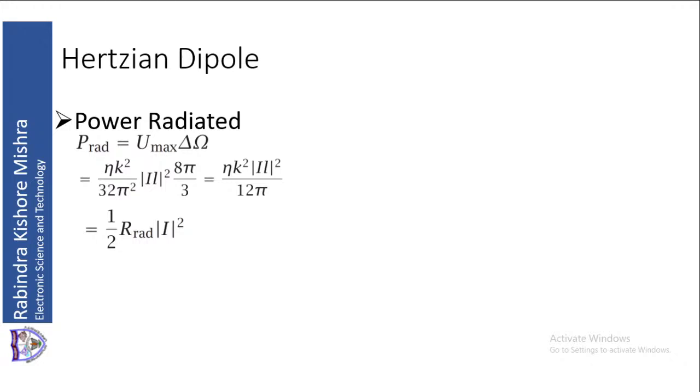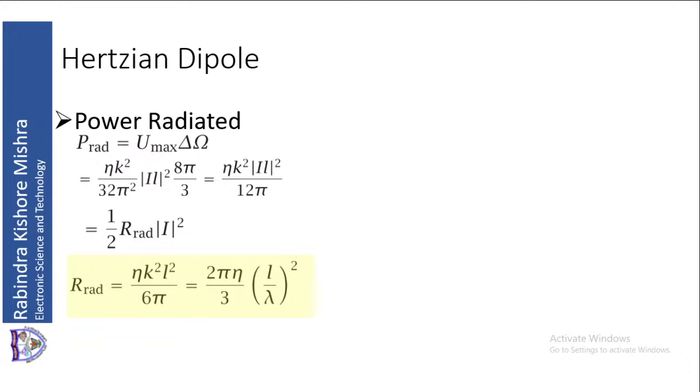That we can write as 1 by 2 R rad into I square. Because we have a term I square in the expression, except for I square, we take everything else as R rad. Why are we taking this? Because we know the time average power is given as 1 by 2 times R into I square. So if we take everything together except I square and 1 by 2, whatever is left is R rad. So R rad is equal to eta k square L square by 6 pi.